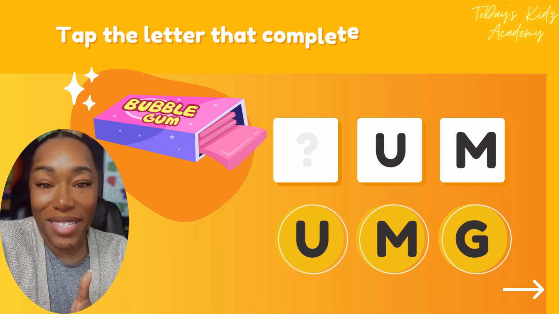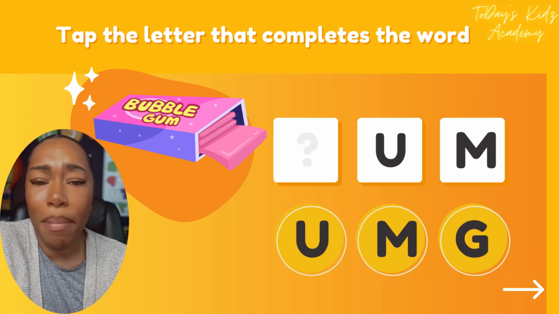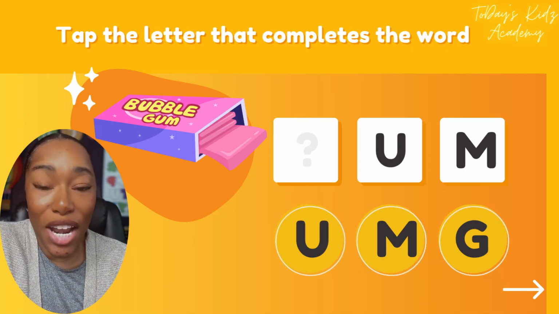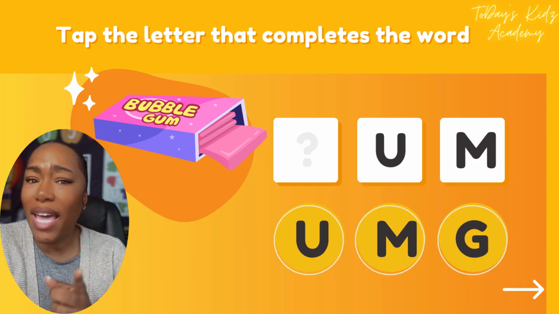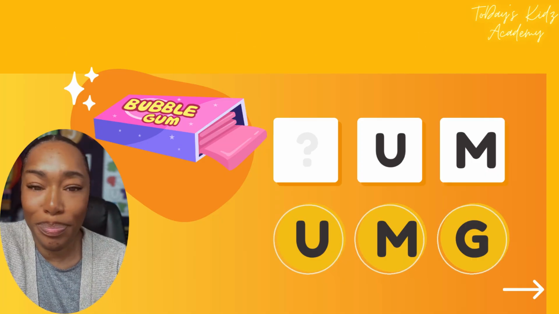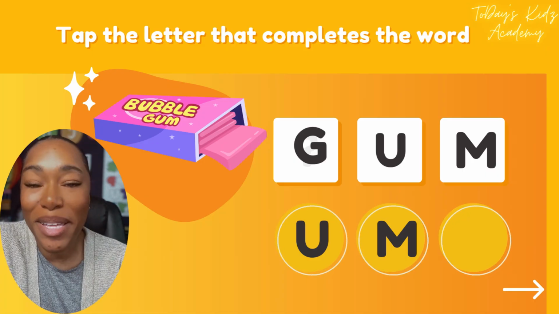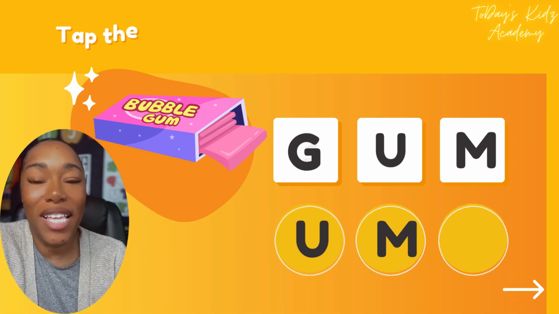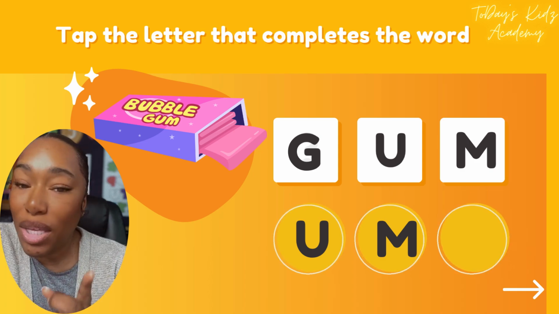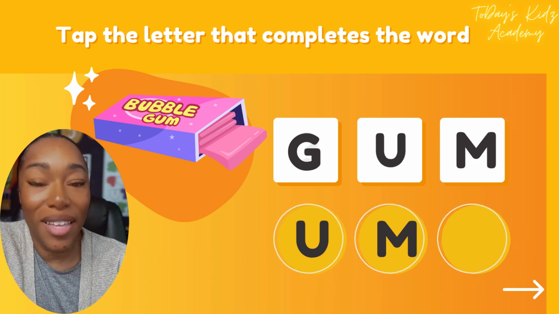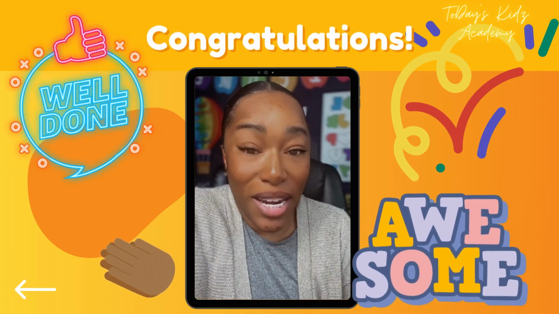Last but not least, this is gum. Gum. Tap the missing letter on the screen if you know which one is missing in gum. Did you pick the letter G? Awesome. You guys did right. Now let's spell gum together. G-U-M. Gum. You guys did amazing at spelling adventure.